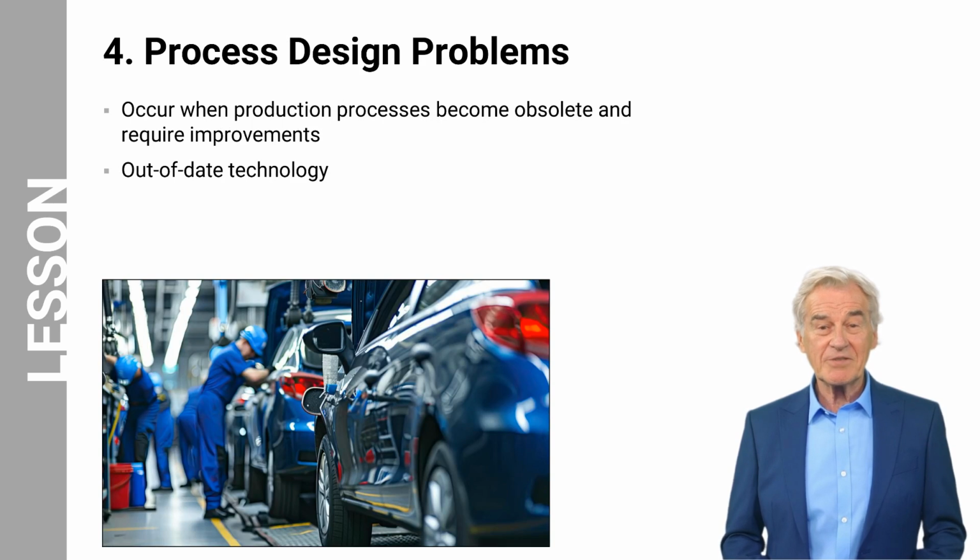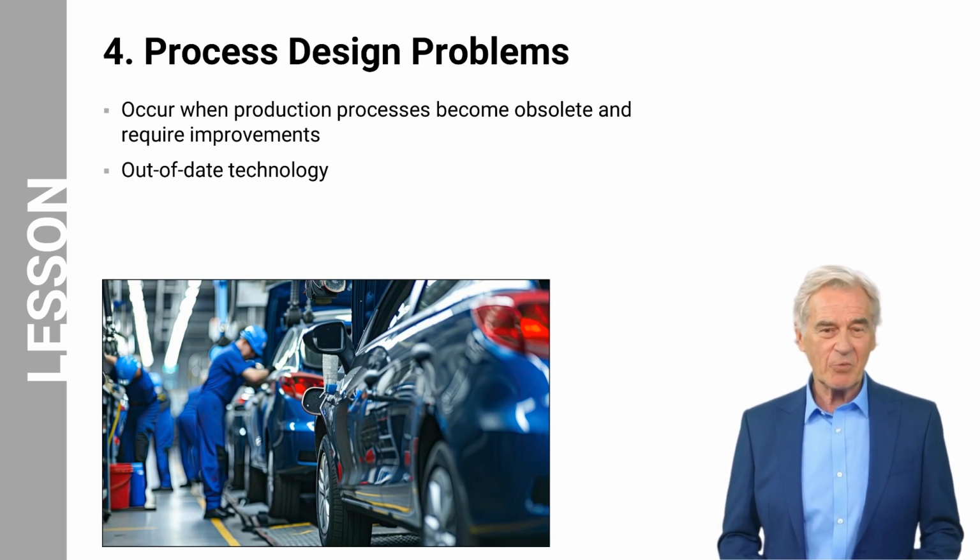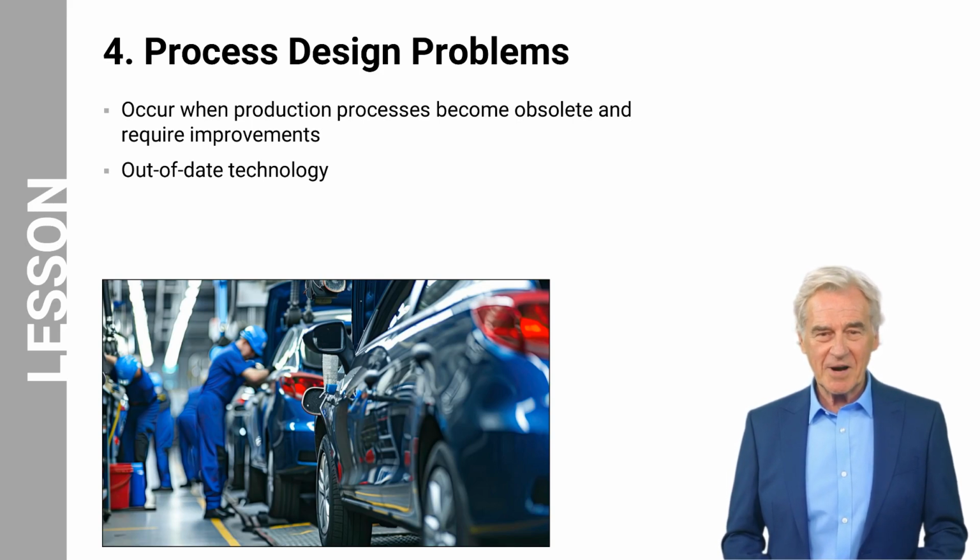Process design problems occur when production processes become obsolete and require improvements. One example of this type of problem is a process that uses out-of-date technology. This process could benefit from process design improvements. A process design problem in EV manufacturing could occur because of a poorly designed battery assembly process, leading to inconsistencies in battery performance and increased defect rates.